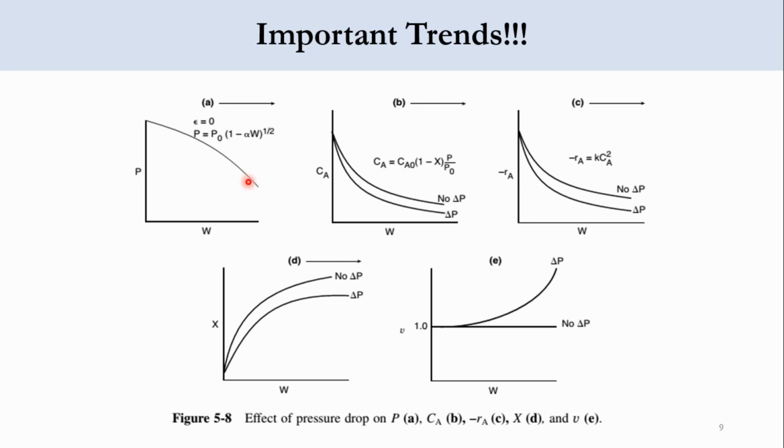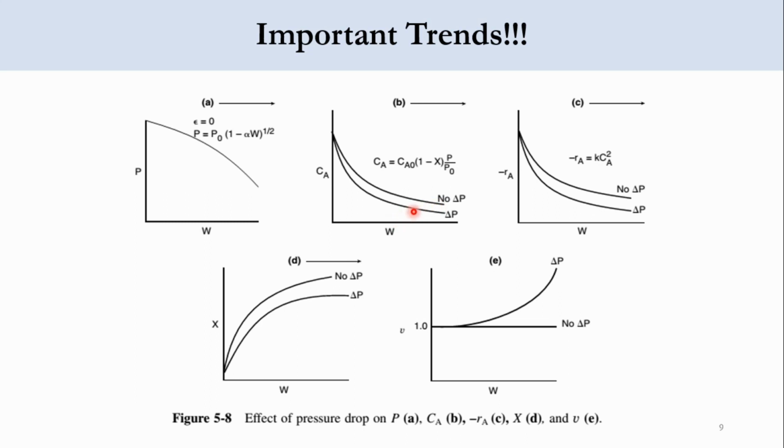Coming to the concentration profile, once there is a pressure drop, a term is added over here. Now this term is C is equal to C naught into 1 minus X if there is no pressure drop in the system. But once there is a pressure drop, this P over P naught will come. Obviously, this P over P naught will reduce the value of C naught. It means that once there is no pressure drop in the system, the value of concentration will be higher than once there is a pressure drop. Why? Because that P over P naught will reduce the value of that CA.